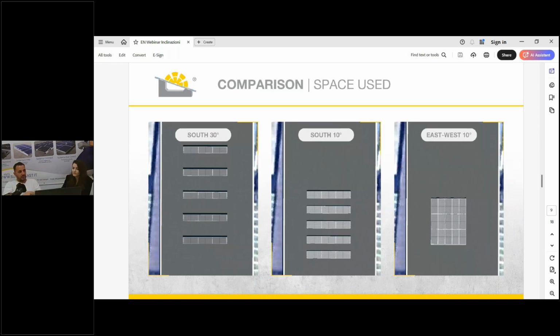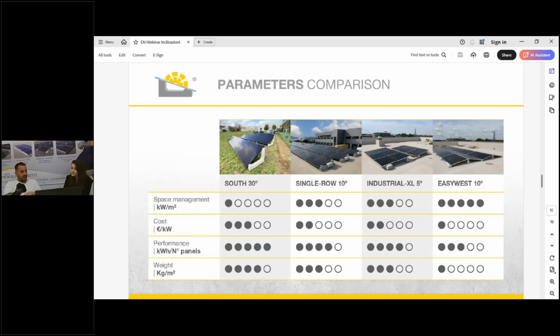Exactly. So another comparison that we've done is between south 30 degrees, south 10 degrees, the industrial system that we have with 5 degrees, and the east-west orientation, right? These are only our comparisons with our system. It's not a comparison with other systems out there. It's only with our ballast structure that you can see here: the space management, for example, kilowatt per square meter, taking into consideration all the parameters that we mentioned earlier, the space management, the cost per kilowatt.